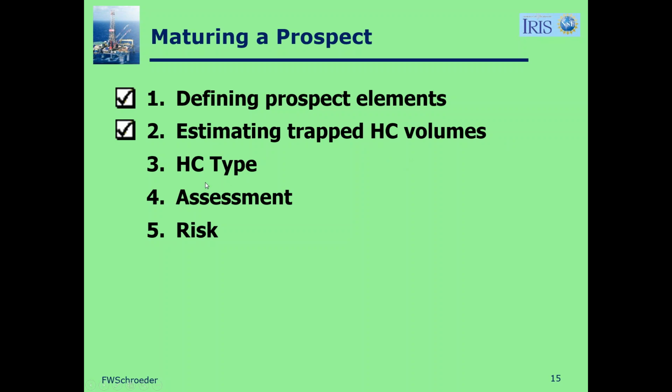The three other things we worry about are: what type of hydrocarbon will we anticipate bringing up to the surface? Will it be gas, or oil, or oil with gas, or gas with oil? We have to do an assessment to figure out how much we might be able to recover, and then we have to do a risk analysis. How certain are we that everything is going to work as we hope, and that we'll have an economic discovery? So in Lecture 7, we'll talk about hydrocarbon type, assessment, and risk.